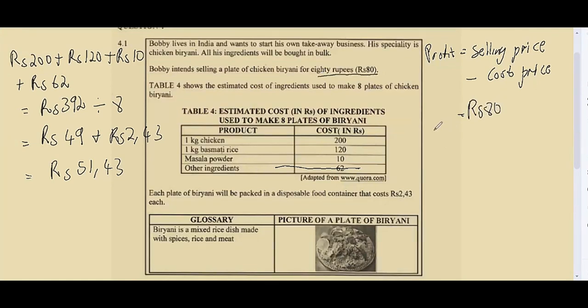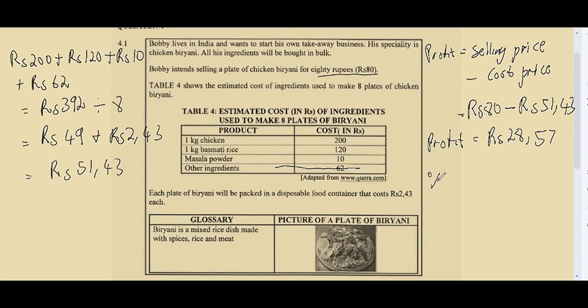But then what is the cost price? So that is the cost for making and packaging that plate of chicken biryani. That's 51.43. It's the value that we got from the previous question. Then our profit will be, so if we subtract that, we get a profit of 28.57 rupees. So this is the profit that Bobby makes on just one plate of chicken biryani.